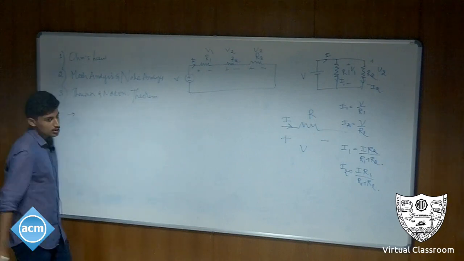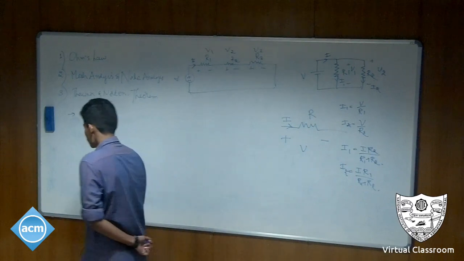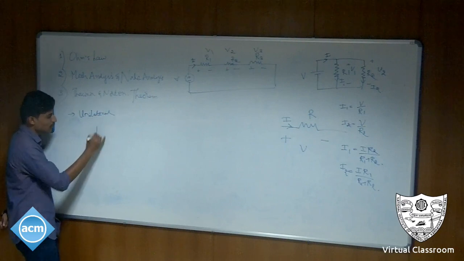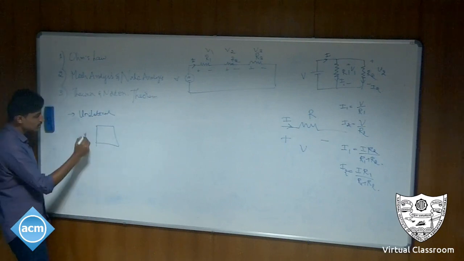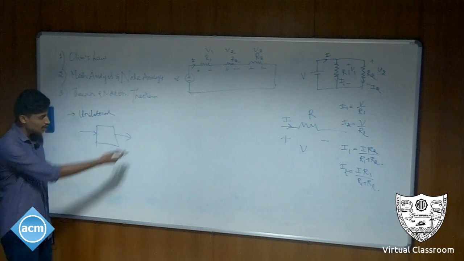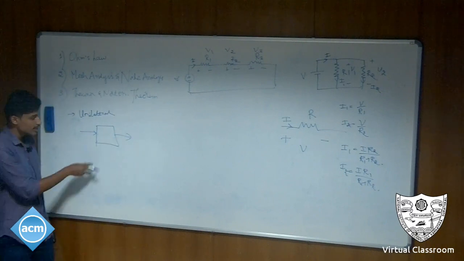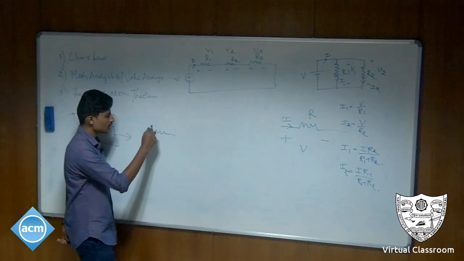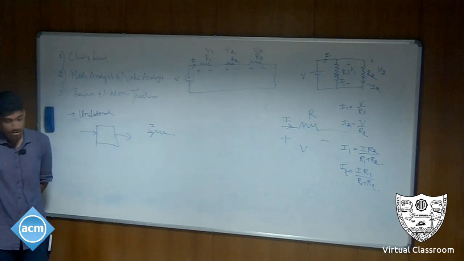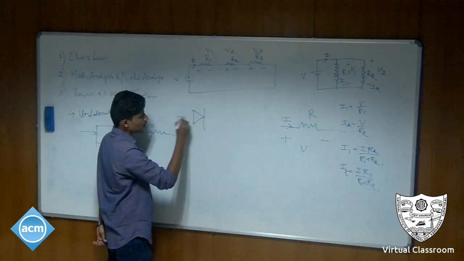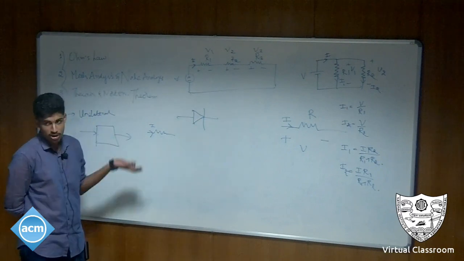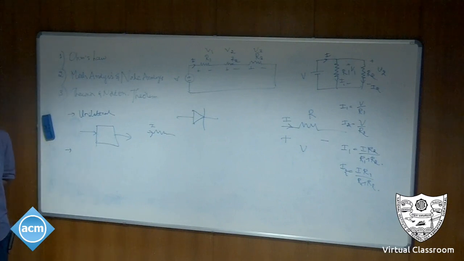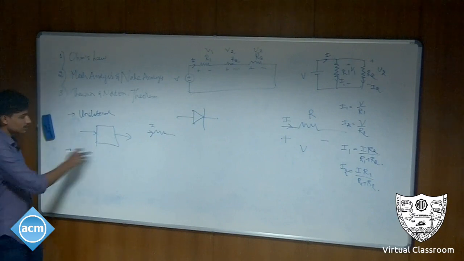Let's move on to something called a unilateral element. What is a unilateral element? Let's say you have a black box, and whatever you give inside can only go out from the other side. It can't come back like this. That's a unilateral element. Any example? A resistor can flow current in both directions, right? Reverse the voltage, you get the other diode. So a diode is an example of a unilateral element. Only one way the current can flow, the other way it's not possible. A bilateral element is obviously the other variant, so the current can flow from both directions.